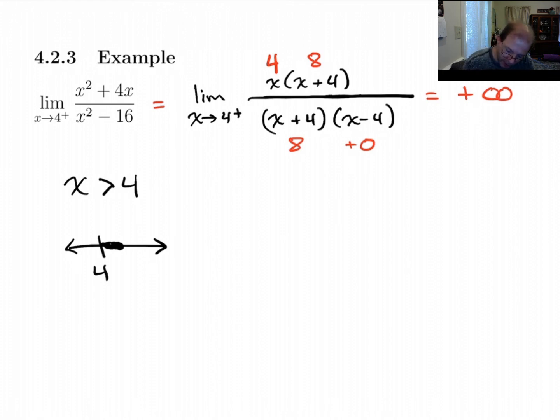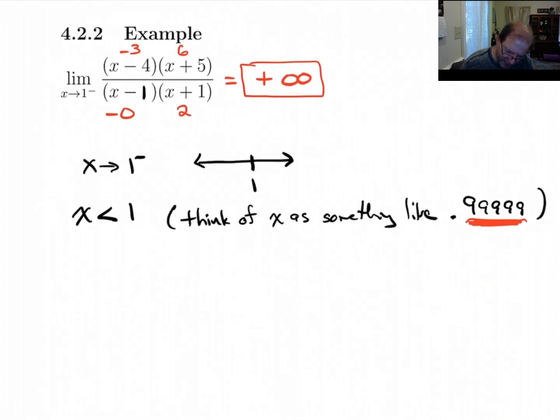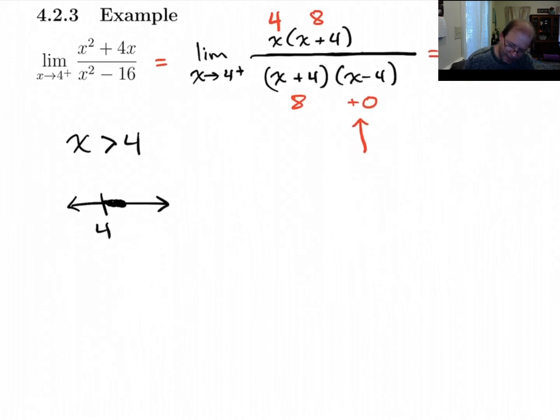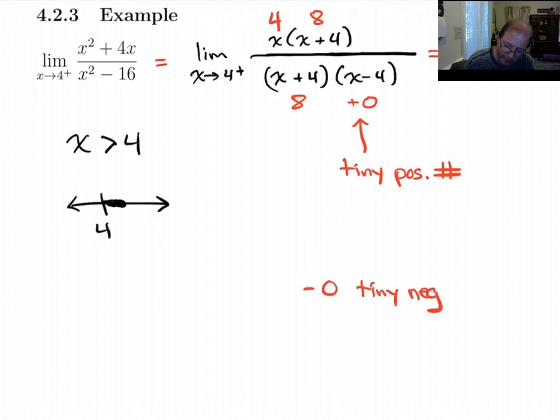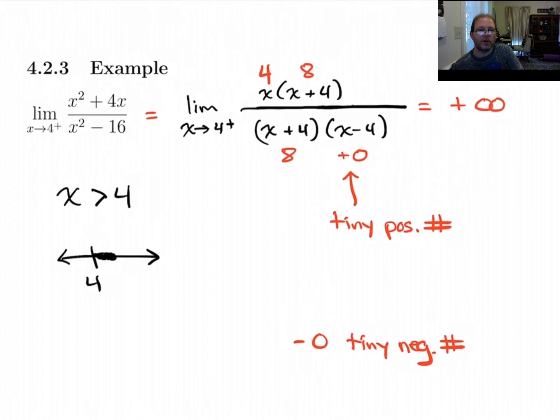This notation here, it's fine with me if you use this sort of notation. Did I do that above? I did. When I write this out, what it really means is, I use positive 0 to represent a tiny positive number, and I use negative 0 to represent a tiny negative. It's not formal notation, but it gets the point across, and it's fine with me if you want to use that in your work. All right.